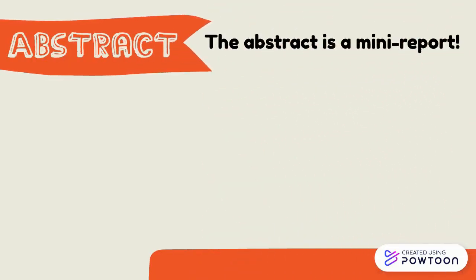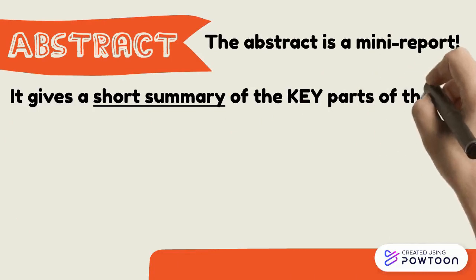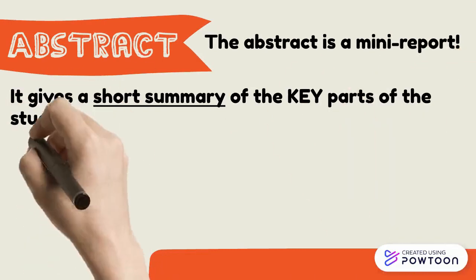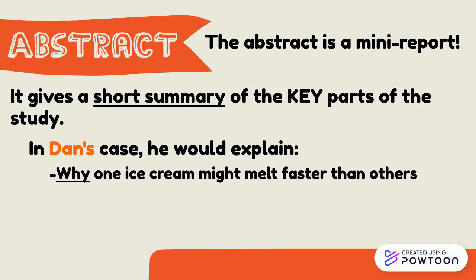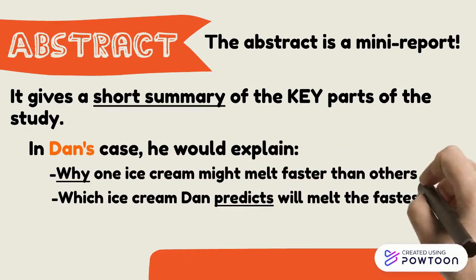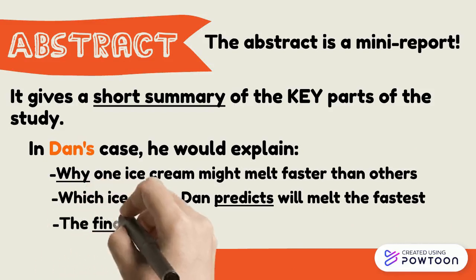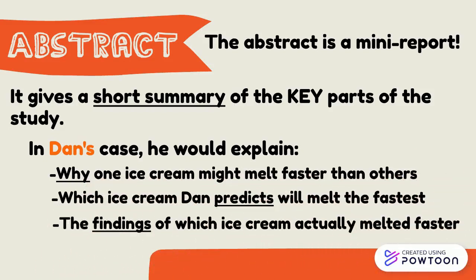Firstly, we have the abstract. The abstract gives a summary of the key parts of the study. In Dan's case, he would explain why one ice cream might melt faster than others, which ice cream Dan predicts will melt the fastest, and lastly, the findings of which ice cream actually melted faster.